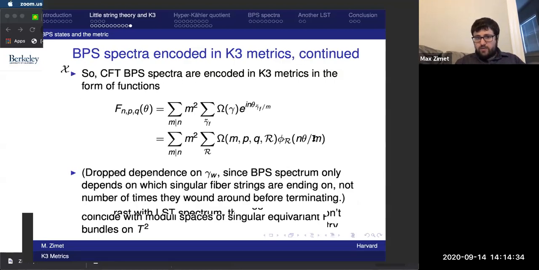So we're going to get these funny combinations of characters of representations of D4 evaluated at various points, due to multi-cover nonsense, and weighted by these integers here, which are the open string Gromov-Witten invariants. So there's some cool enumerative and representation theoretic content encoded in K3 metrics. And so far, again, this is just the CFT spectra, so this is just the simplest BPS states, but more generally, this will continue to hold for all the more complicated string webs also.